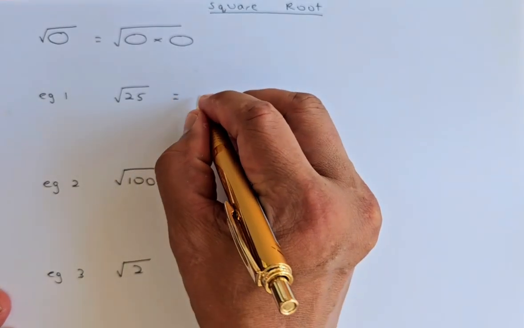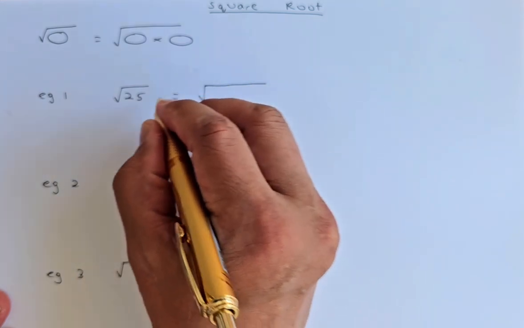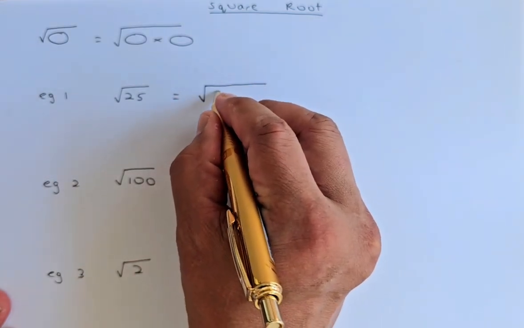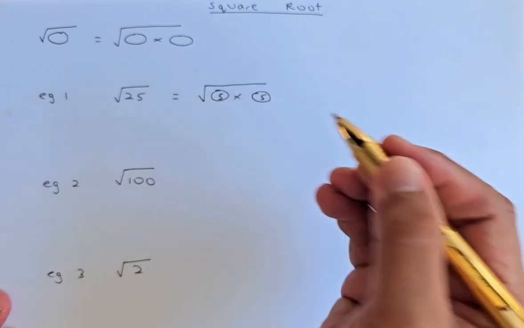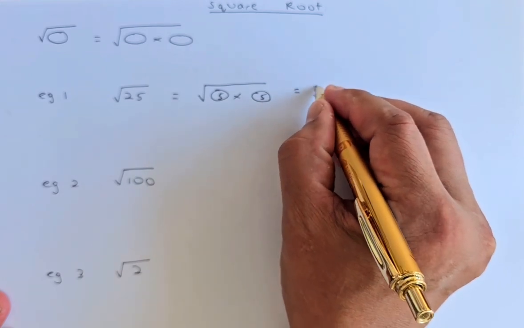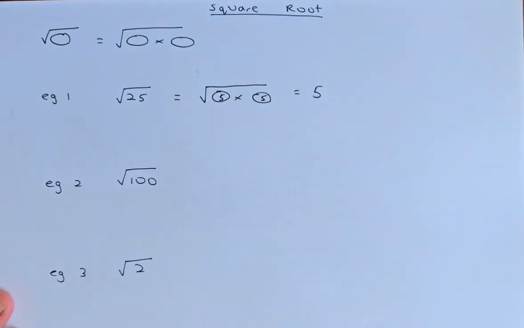So we need to know that to get the square root of 25, you get two numbers that multiply to give you 25, and that is 5 and 5. So the answer is 5. You take one of them out, and the answer is 5.